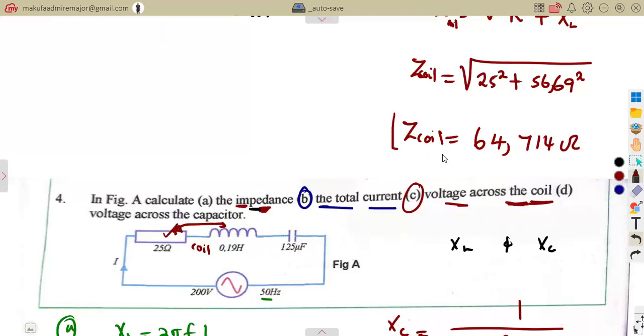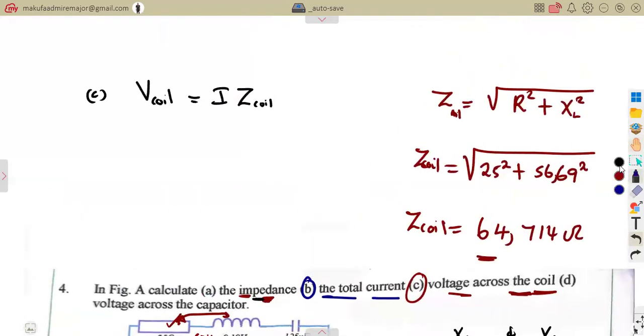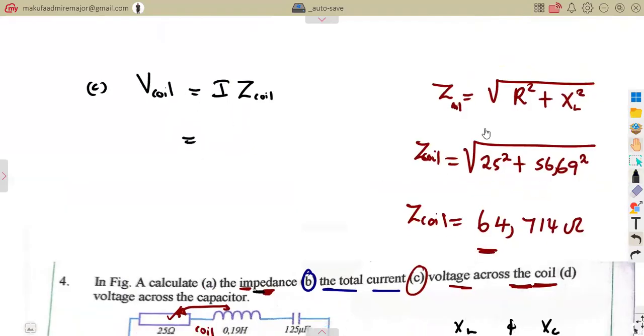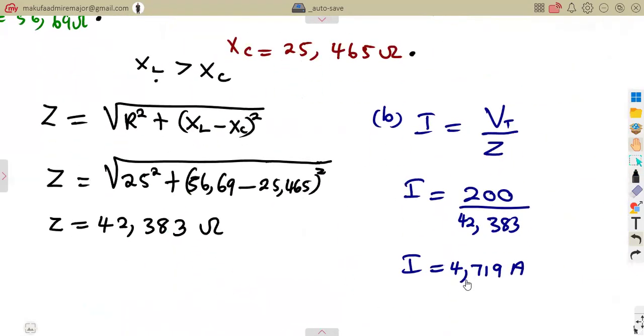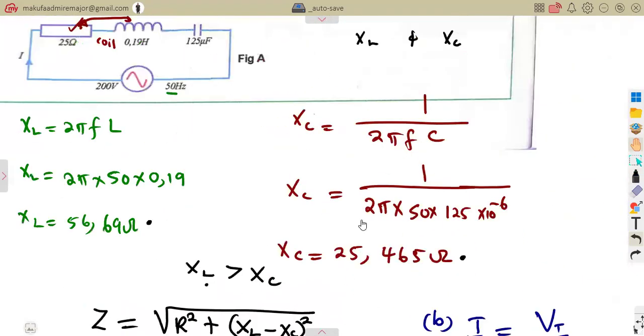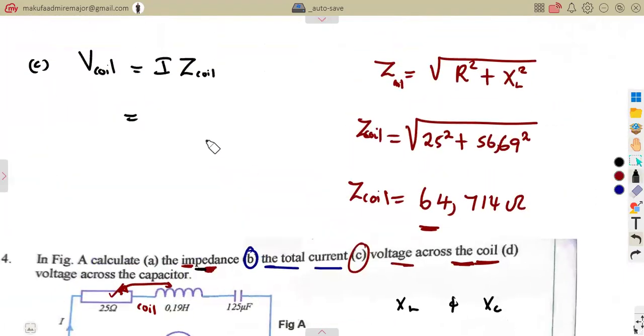So this is what you're given as the impedance across the coil. But what is the voltage now? From this formula that we are given, the voltage can be taken from the total current. Remember, you calculated the total current before. So you're going to consider your total current, that was 4.719, times the impedance across the coil, which is 64.714.